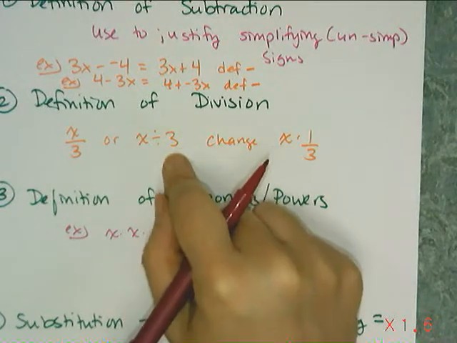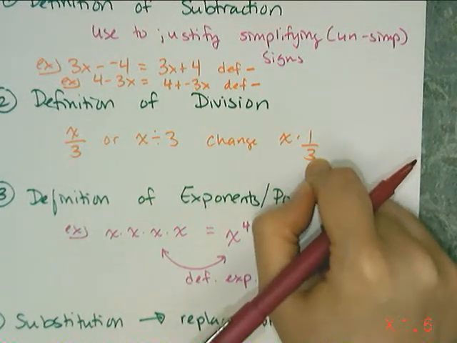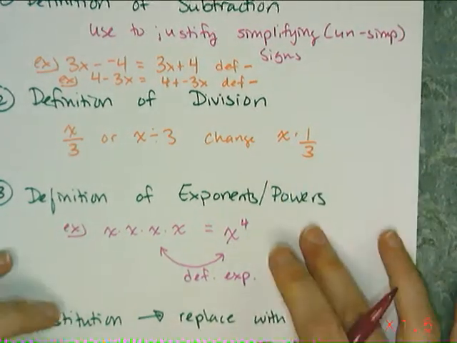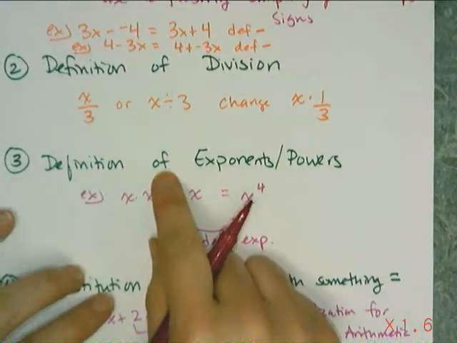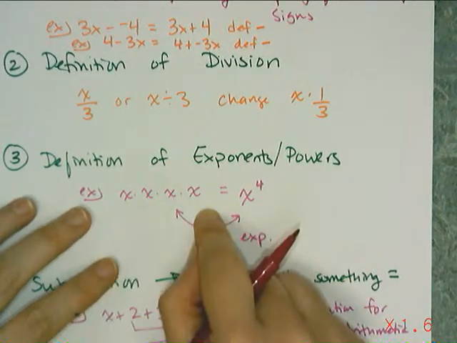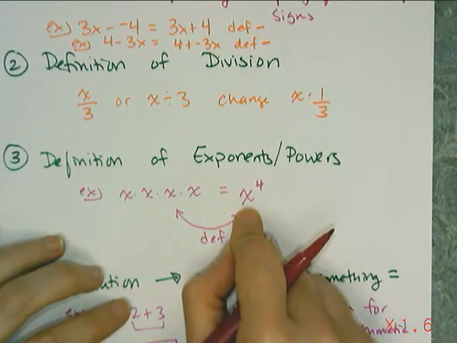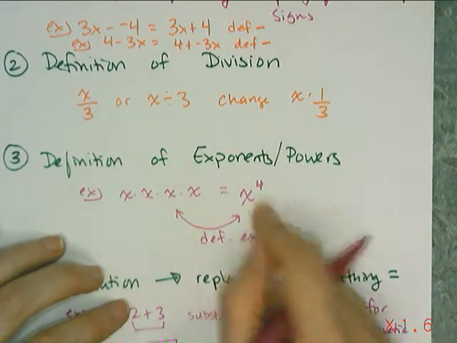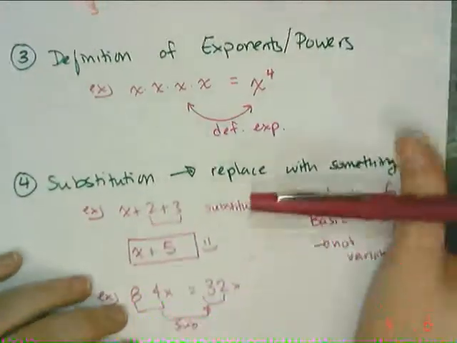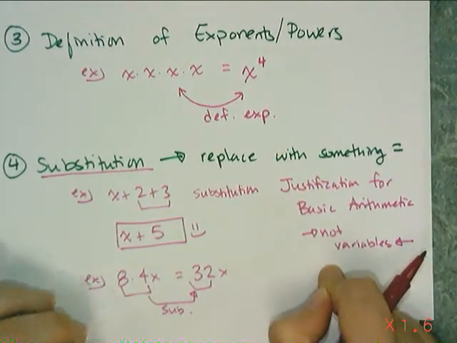Definition of division, to change division into a multiplication problem, because dividing is the same as multiplying by the reciprocal. And then the definition of exponents, when either I want to expand out an exponent into its defined multiplication problem, or vice versa, and I want to change the multiplication into being written as an exponent. And the last property is substitution, and we're going to use that as our justification for basic arithmetic.